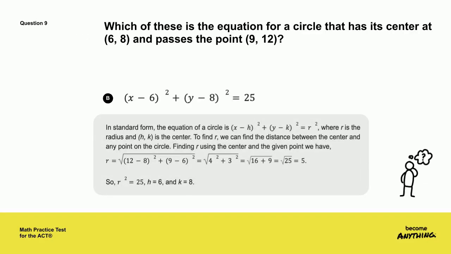In standard form, the equation of a circle is (x minus h) squared plus (y minus k) squared equals r squared, where r is the radius and (h, k) is the center. To find r, we can find the distance between the center and any point on the circle. Finding r, using the center and the given point, we have the following formula. So r squared equals 25, h equals 6, and k equals 8.